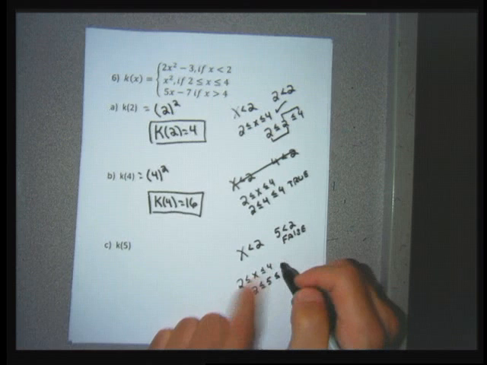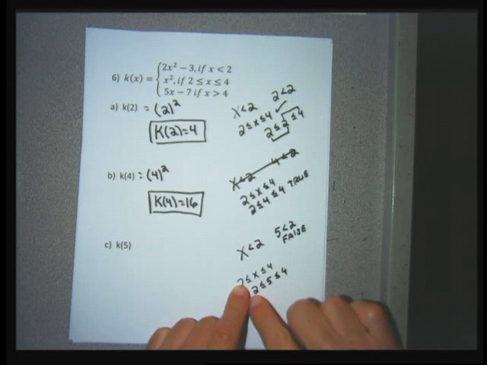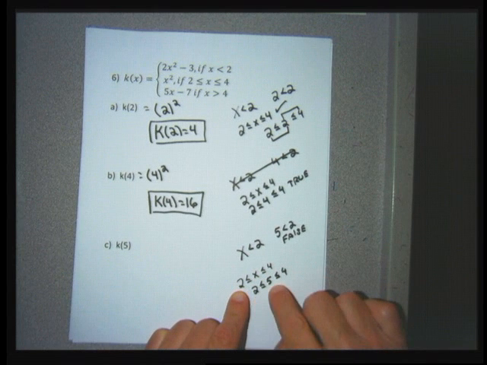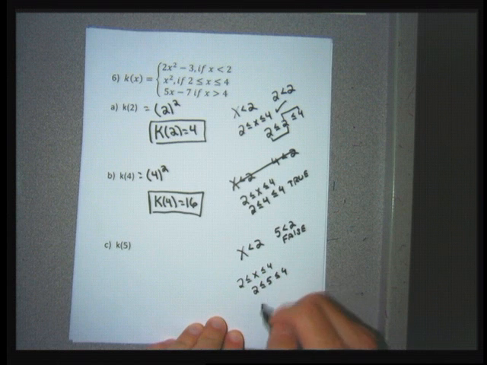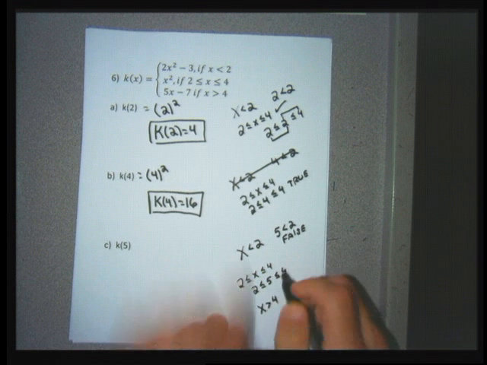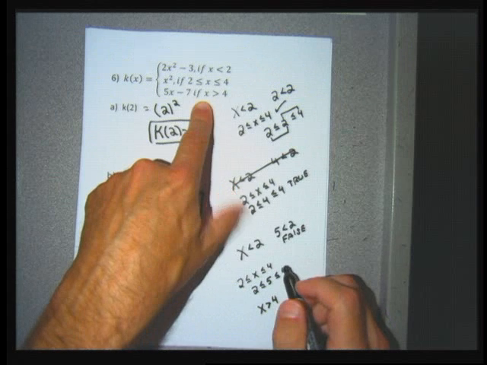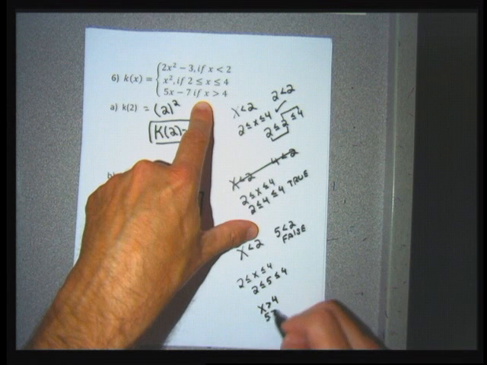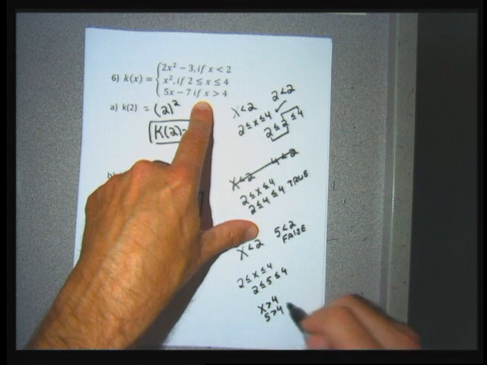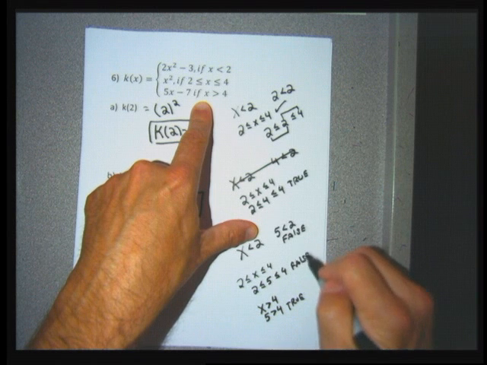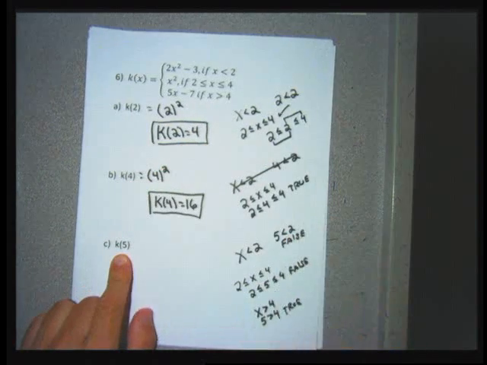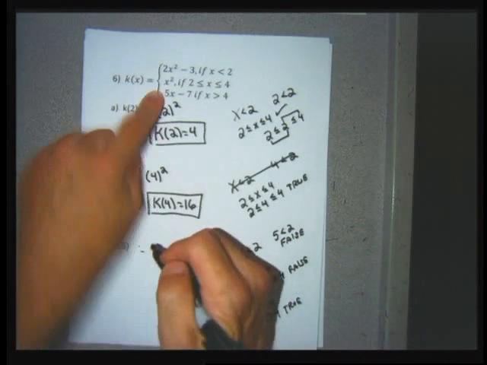In the middle one, both statements have to be true. It is true that 2 is less than or equal to 5, but it's not true that 5 is less than or equal to 4, because 5 is greater than 4. So I won't use the middle one, which must mean I have to use the bottom one. The bottom one gives me the criteria that x is greater than 4. If I plug a 5 in for that x, I get 5 is greater than 4. That's a true statement.